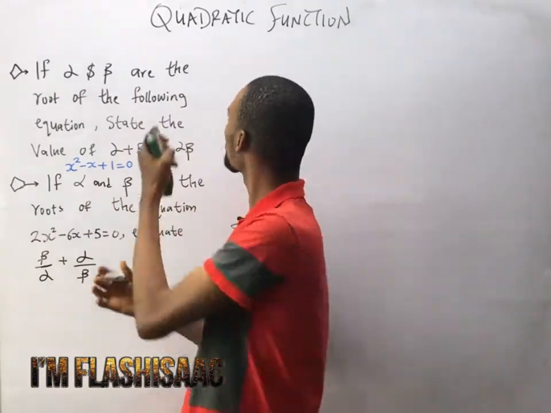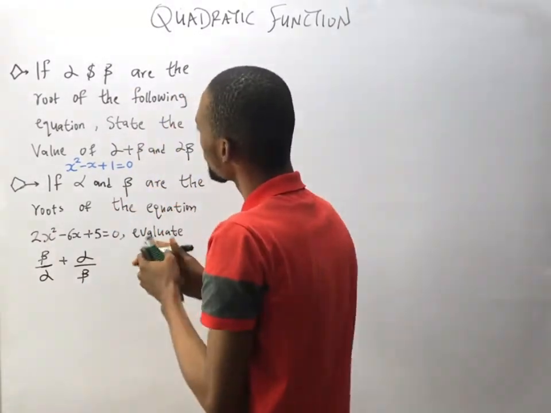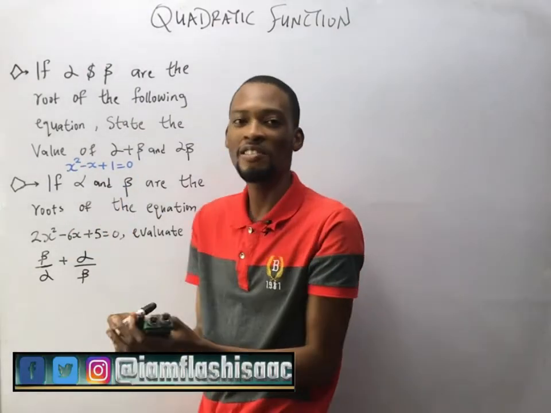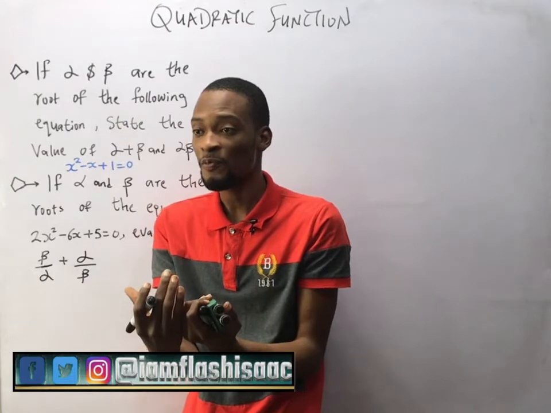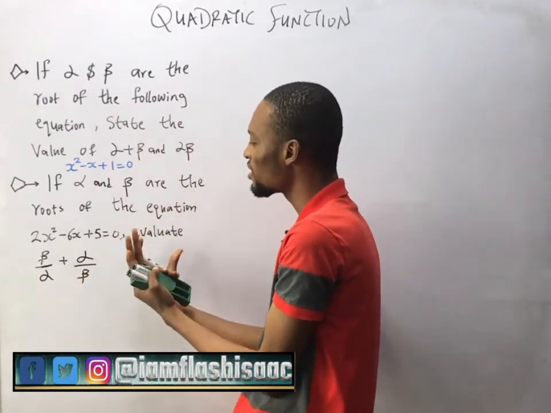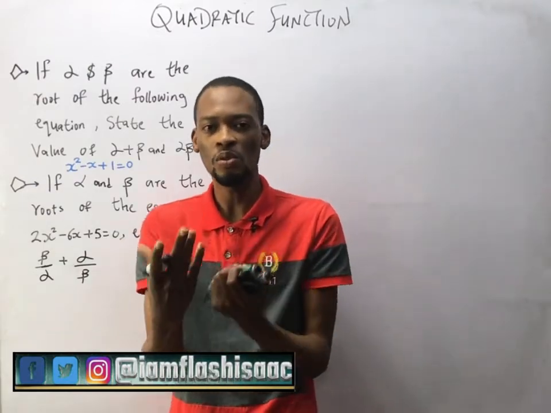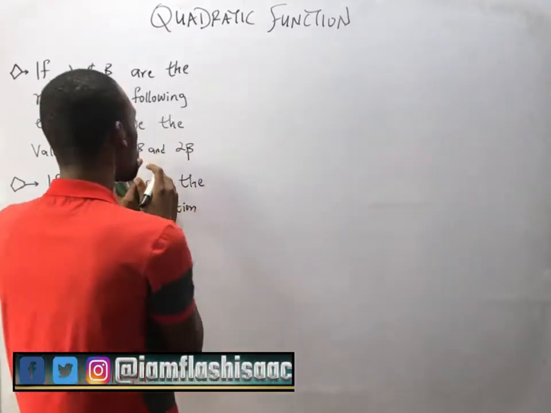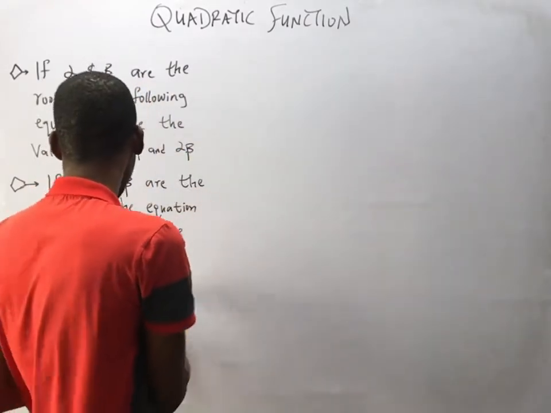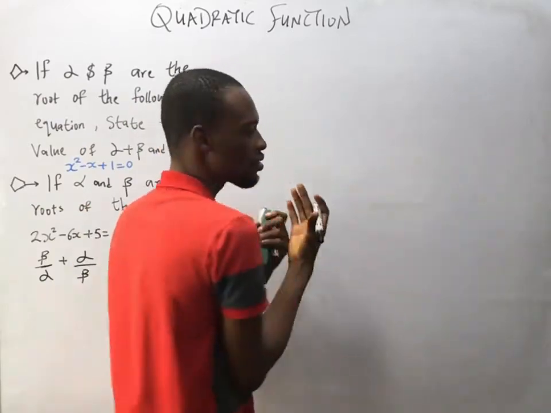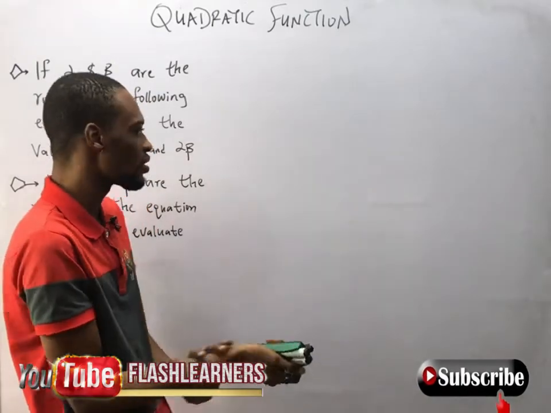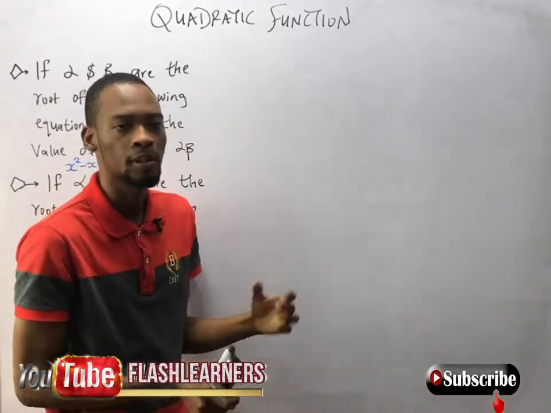Today I'll be taking you through quadratic function. I am sure you've come across quadratic equation questions involving alpha and beta. You'll be wondering, which one is this one again? How do I go about it? This is what I'm about to show you today: how to derive alpha plus beta, alpha beta, and what to do if you are asked to evaluate alpha beta and alpha plus beta. At the end of this video, you should be able to deal with quadratic equation questions involving alpha and beta.